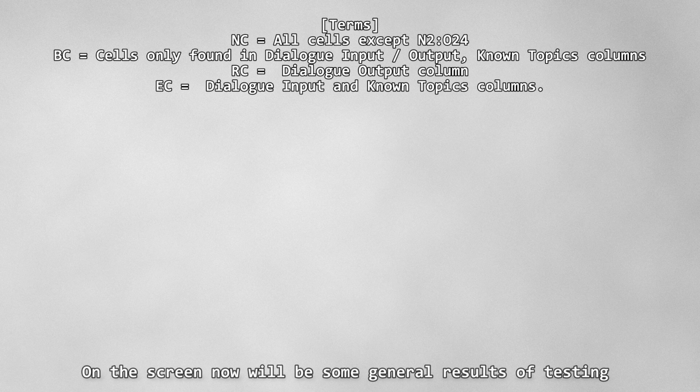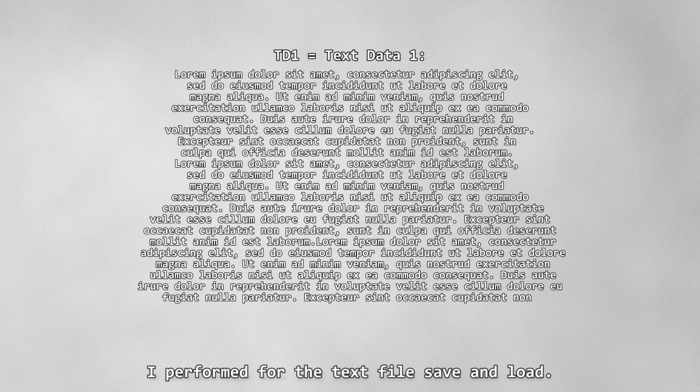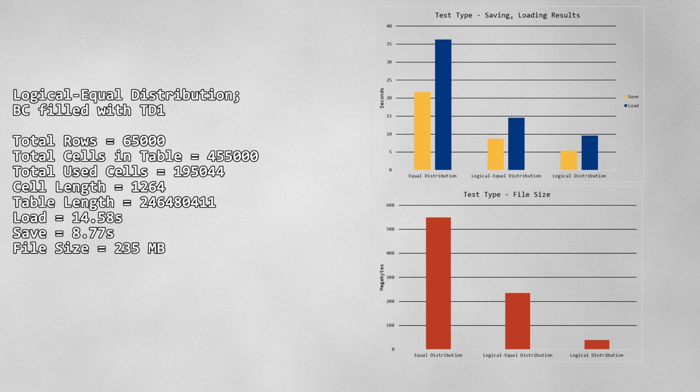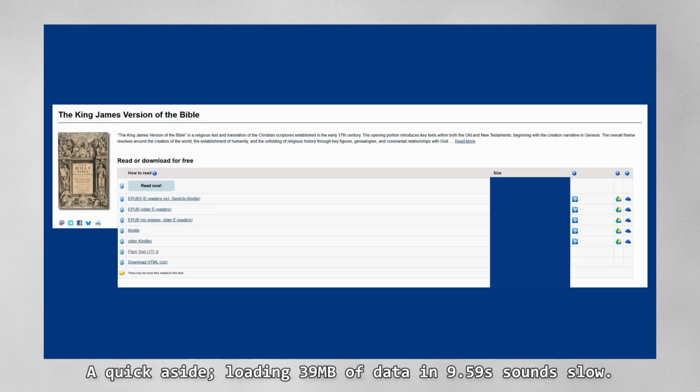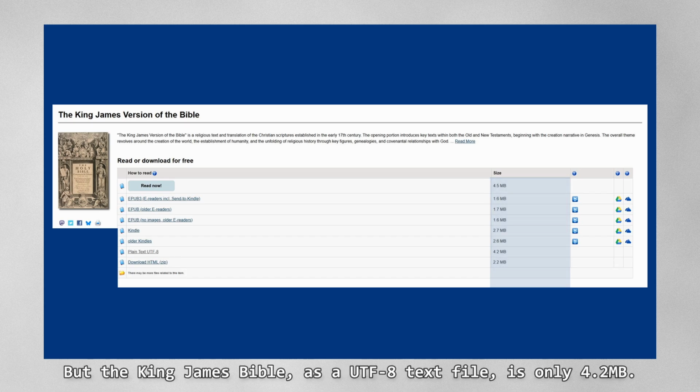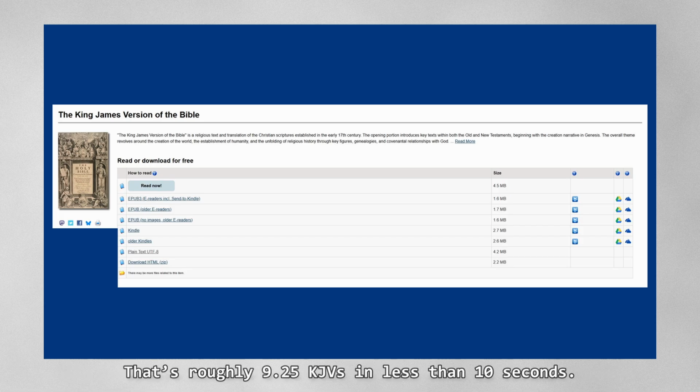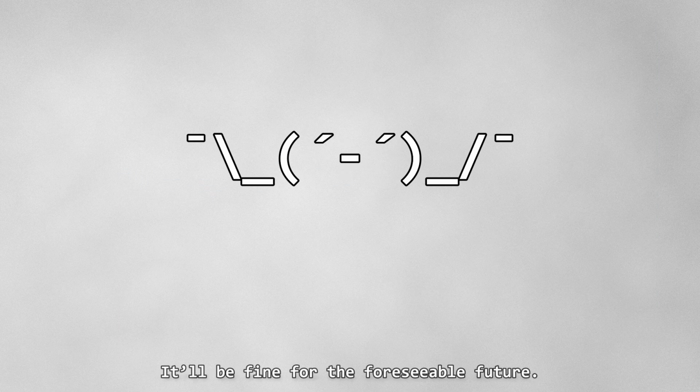On the screen now will be some general results of testing I performed for the text file save and load. Pause as needed. A quick aside, loading 39 megabytes of data in 9.59 seconds sounds slow, but the King James Bible as a UTF-8 text file is only 4.2 megabytes. That's roughly 9.25 King James Bibles in less than 10 seconds. It'll be fine for the foreseeable future.